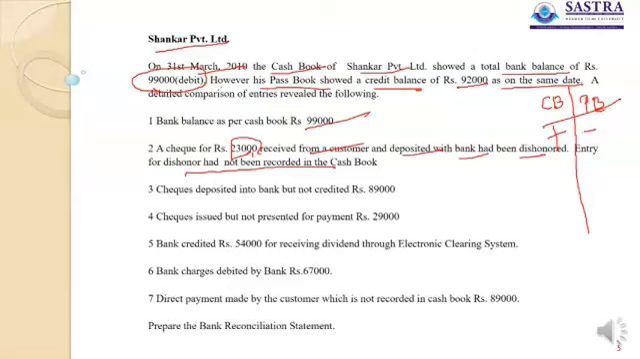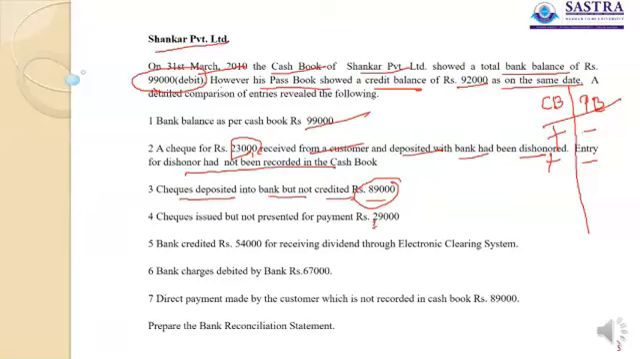Then come to checks deposited into the bank but not credited, 89,000. You have collected different checks from different customers, total worth 89,000, and you might have entered them in the cash book as receipts and deposited them into your bank account. The bank has not yet credited such checks for 89,000. That decreases the bank balance.